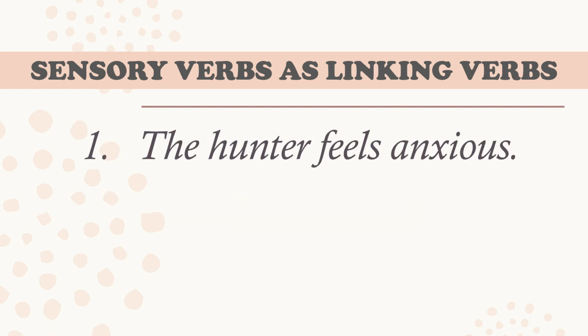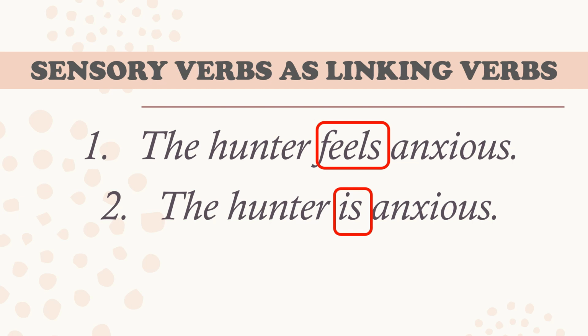Another example. The hunter feels anxious. Let's pick out the verb. Feels. The verb feels is a singular verb. So we need to replace it with a singular linking verb as well. Now, let's put is and read it again. The hunter is anxious. Do you think that this second sentence has the same meaning as the first sentence? Yes, very good. Meaning to say, the verb feels is acting as a linking verb.